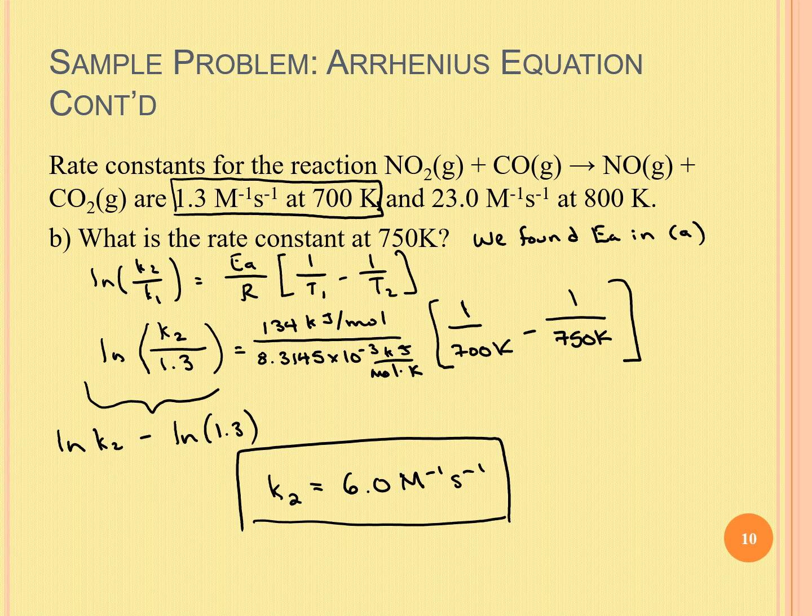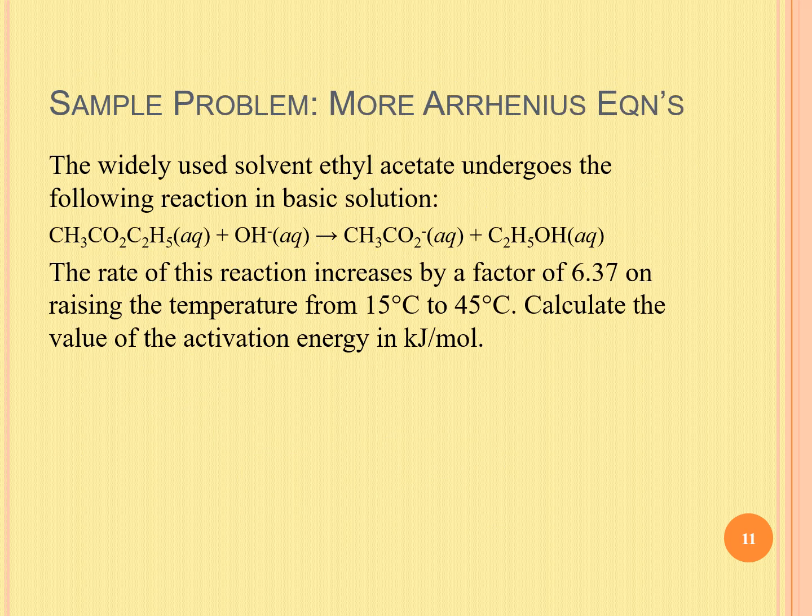All right, one more sample problem in this chapter. Here we have ethyl acetate reacting with OH, in a basic solution, to produce acetate and C2H5OH. So we have this reaction. It says that the rate of this reaction increases by a factor of 6.37 when we increase the temperature from 15 degrees Celsius to 45 degrees Celsius. We want to calculate our activation energy.